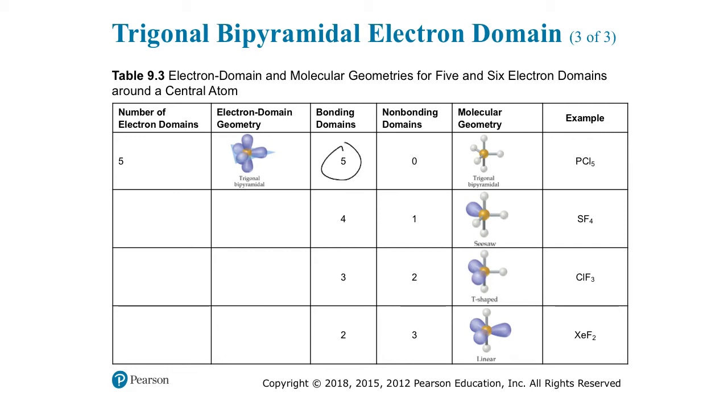So if all 5 of the domains are bonding, like in the case of PCl5, we have 5 single bonds, no lone pairs on phosphorus. Then of course our molecular geometry also would be trigonal bipyramidal. And then if we lose one of the domains to a non-bonding pair of electrons, which domain are we going to choose? So you have 2 choices on the trigonal bipyramidal. Are we going to choose one of the axial position atoms to replace with a lone pair of electrons, or one of the equatorial positions?